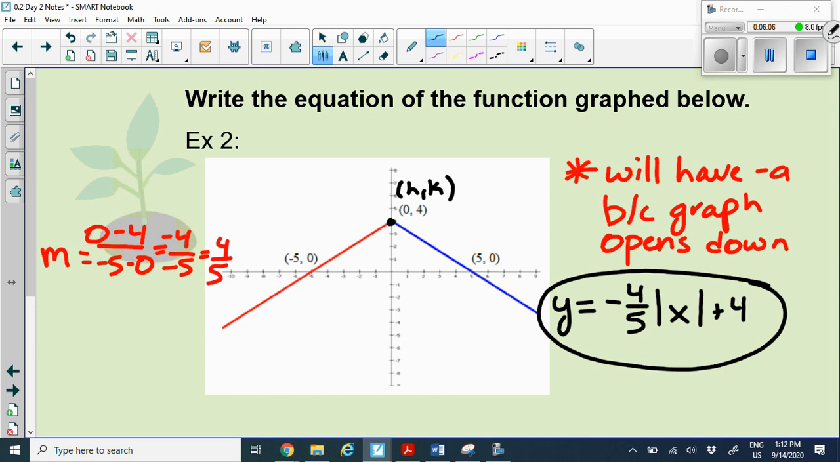Okay, make sure you watch the next two parts of the video. The next one will be writing an absolute value function given a word problem. And then after that, we'll be basically writing the transformations from pre-image to image. Okay, see you guys later.